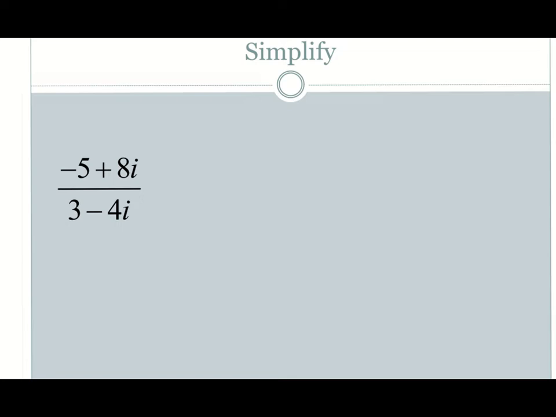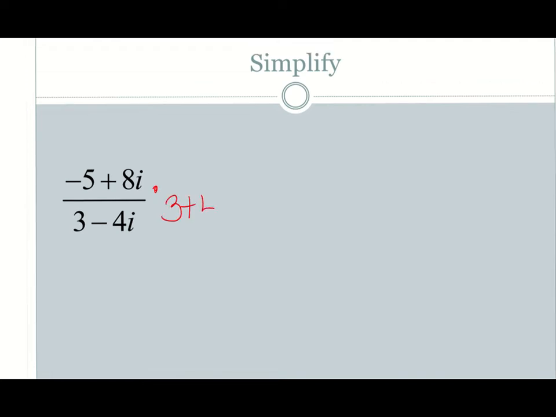And our last example here, we have negative 5 plus 8i divided by 3 minus 4i. Now remember, in order to rationalize our denominator, get rid of that imaginary number in our denominator, we have to multiply by its complex conjugate. In this complex conjugate, we are flipping the sign of our imaginary number. So we would multiply by 3 plus 4i in the denominator. But in order to keep our problem the same, we have to multiply by 3 plus 4i in the numerator as well. So then we're going to go through and multiply.